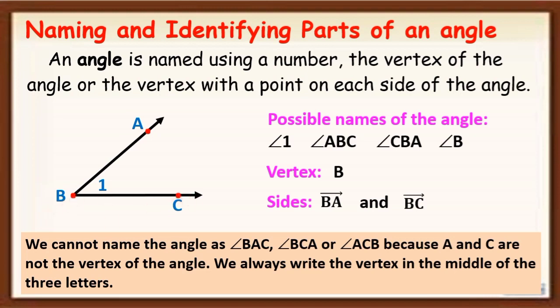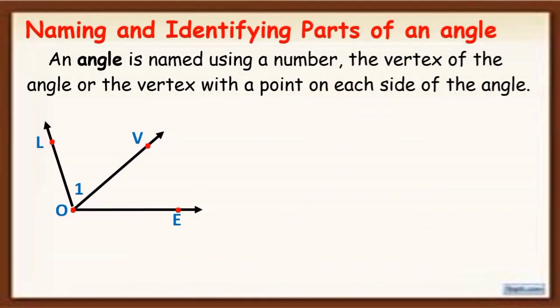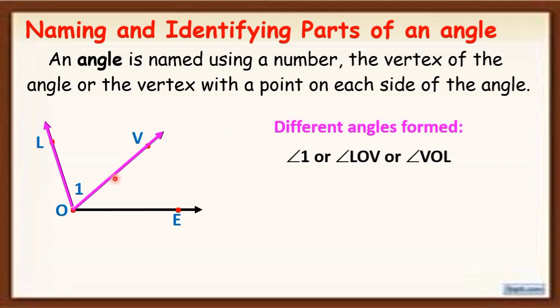Next example. For example, we have this angle. So as you can see, hindi lang isang angle ang meron dito. So there are different angles that can be formed. So first is the angle LOV. Or you can name it as angle 1. Pwede mo siyang tawaging angle 1. Or pwede mo rin siyang tawaging angle VOL. So that is the first angle that you can find on this figure.